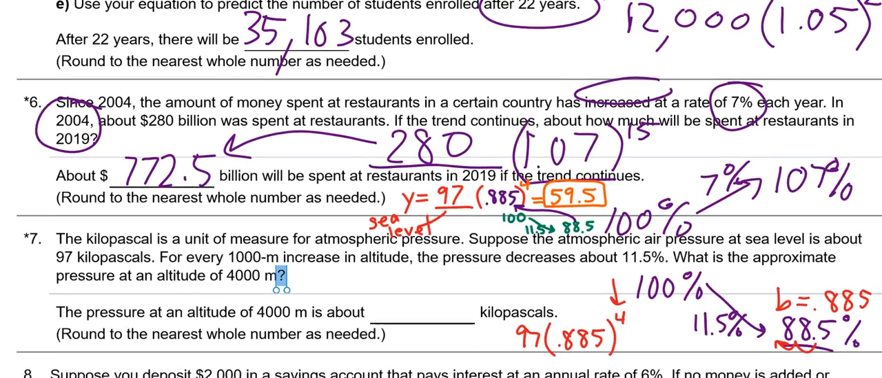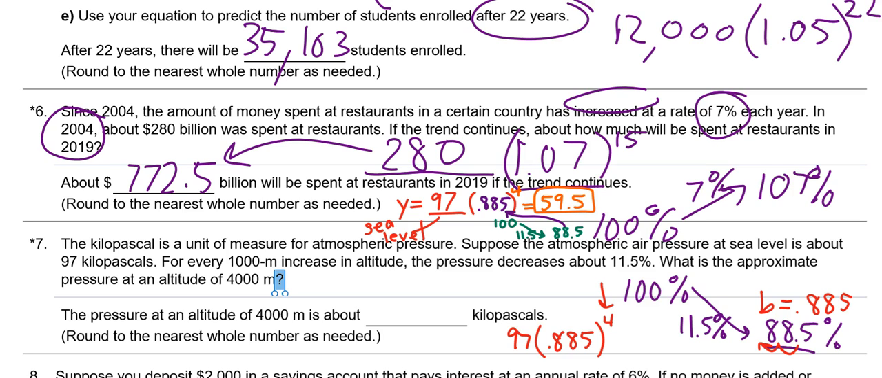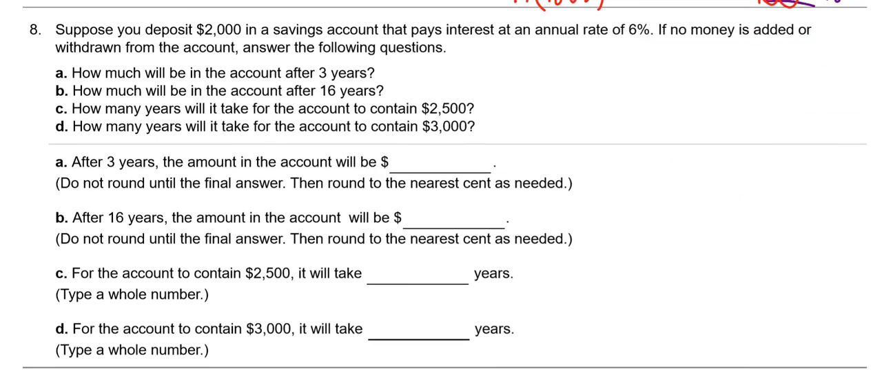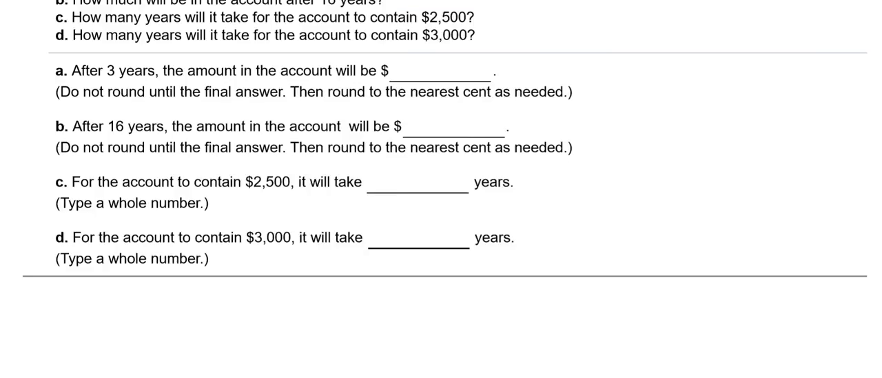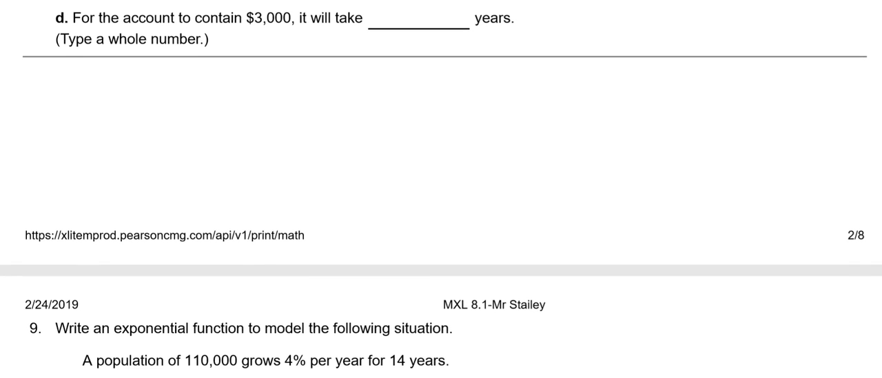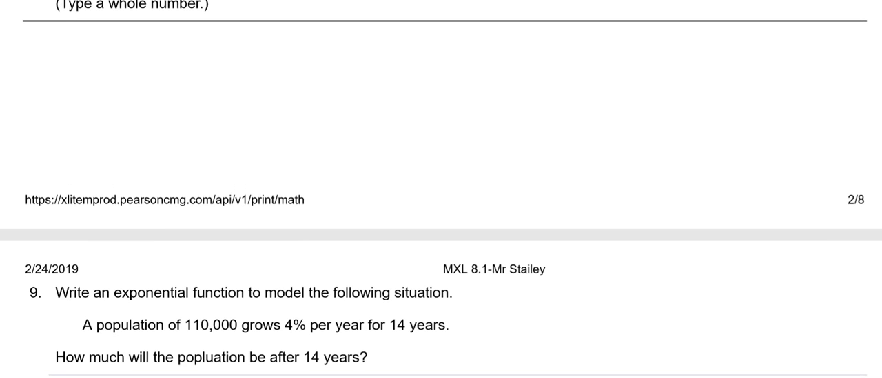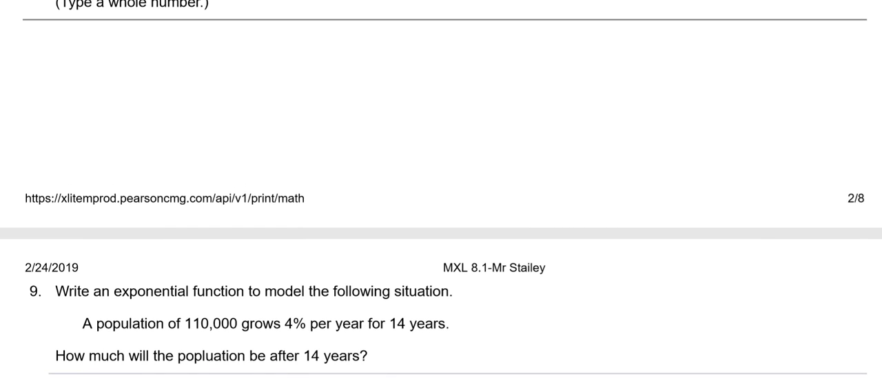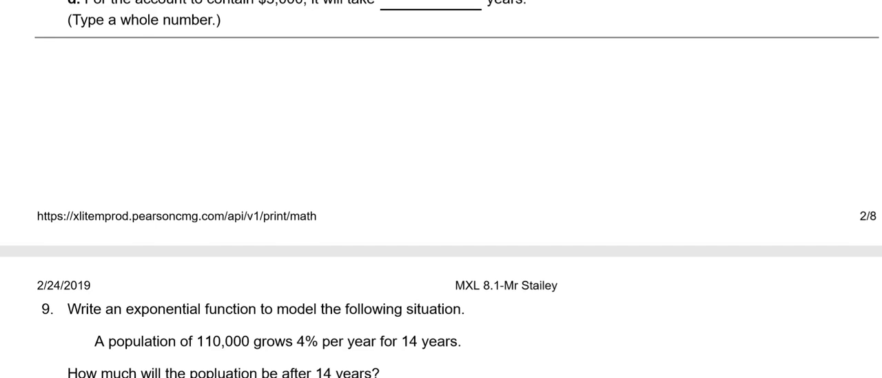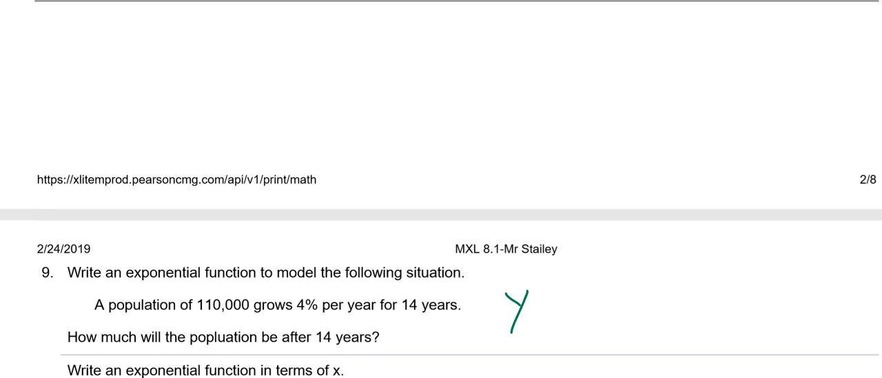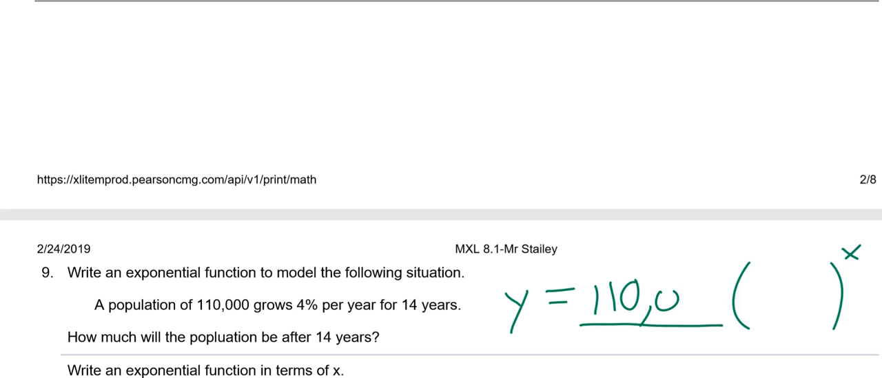We are going to skip number 8, at least for now. Maybe we'll use some of the space up here for number 9. We got some space right there. All right, tell me what kind of equation we've got going on here for number 9. Write an exponential function to model the situation. A population of 110,000. Y equals what? What are we putting in front? 110,000. Yep. It's growing at 4%, so that's 1.04. Good. For 14 years, right? So up here, you're going to put a 14.